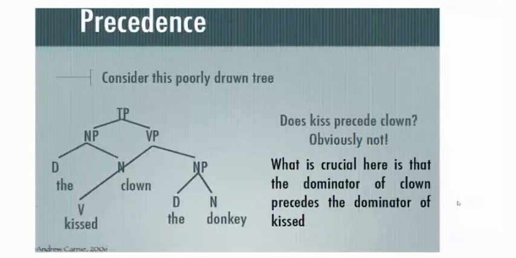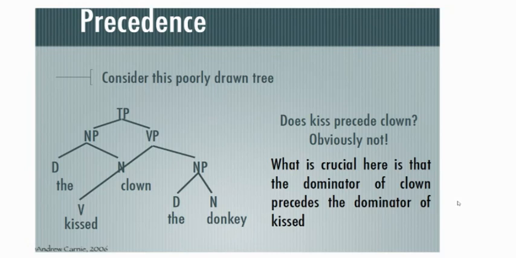Let's see what this precedence means. Consider this poorly drawn tree. Does keys precede clown? Where is keys? Be careful when you draw trees because here you see the line that crosses over N. We don't see what precedes what, quiz or clown. Okay, that is the notion.